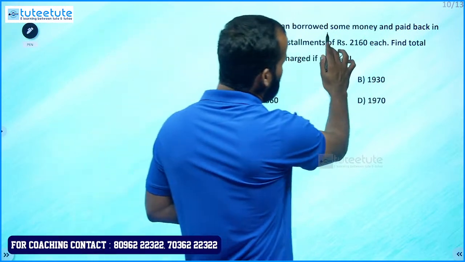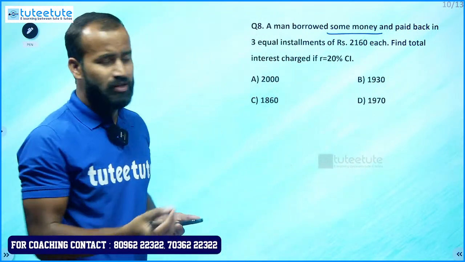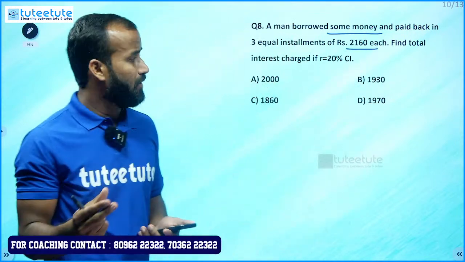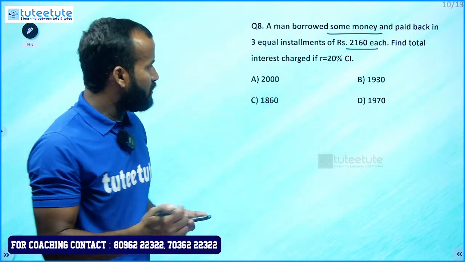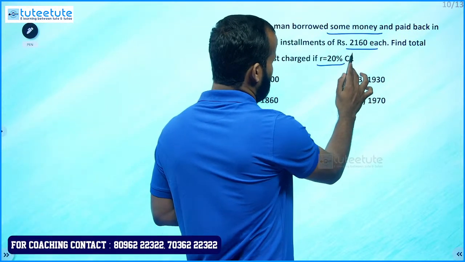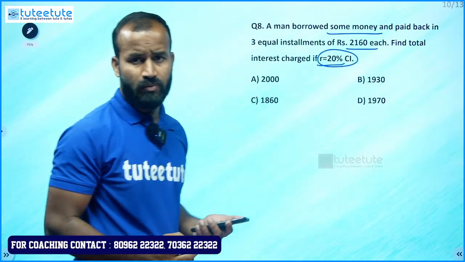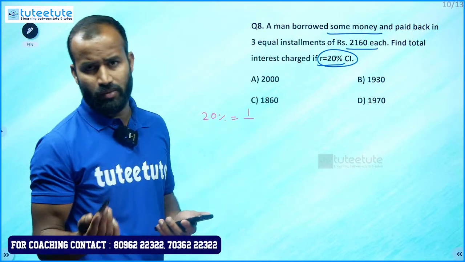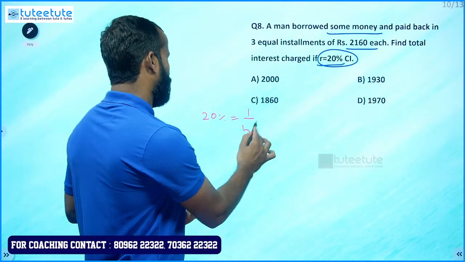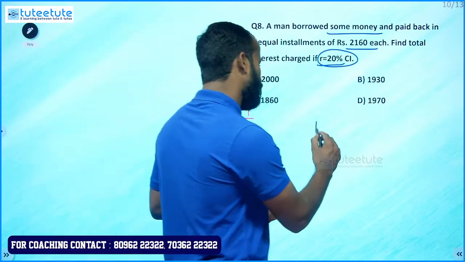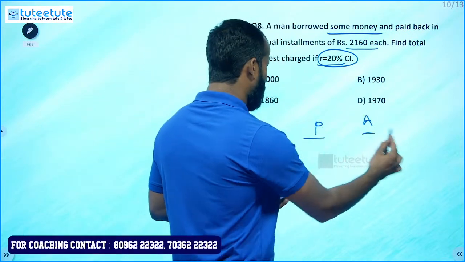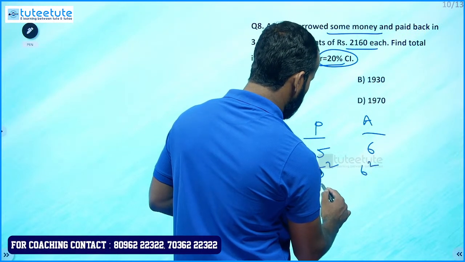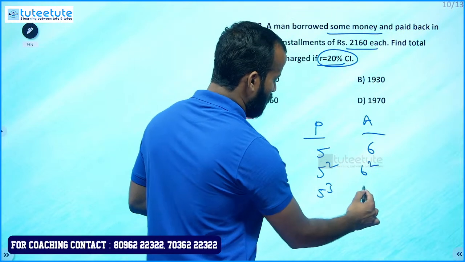A man borrowed some money and paid it back in 3 equal installments of 2160 each. Each installment value is given and find the total interest charged if 20% compound interest. So 20% fraction means, if you find the fraction value, 1 by 5. So principal amount, principal how much? 5 became 6. 5 square became 6 square. So, okay, 5 cube became 6 cube.